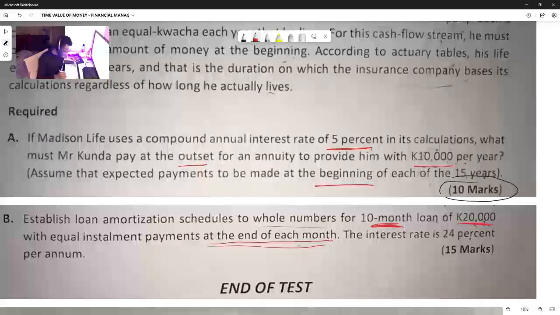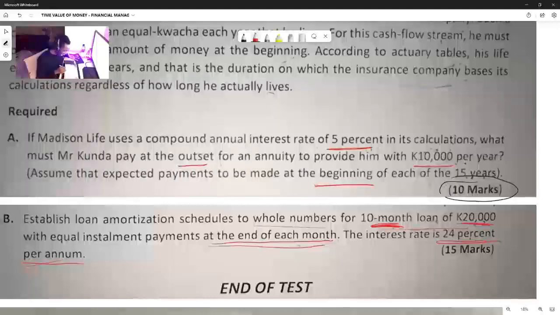The interest rate is 24% per annum. This is also something very important to take note of. 24% per annum. So if you look at the question, it says whole numbers for 10 months, right? For a 10-month loan of 20,000.